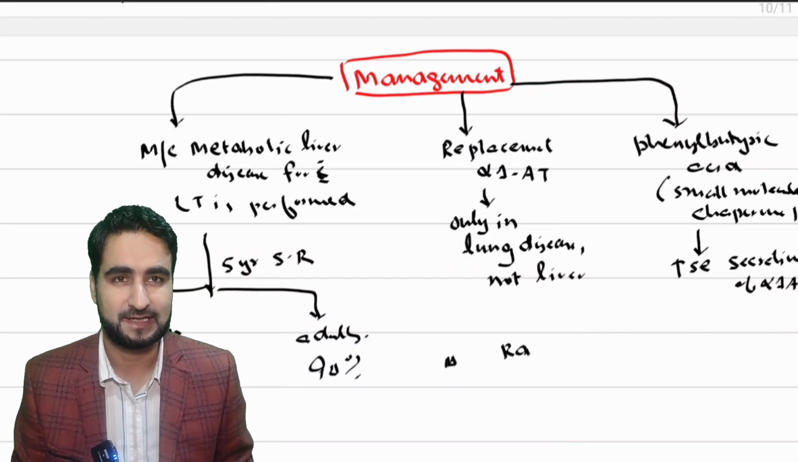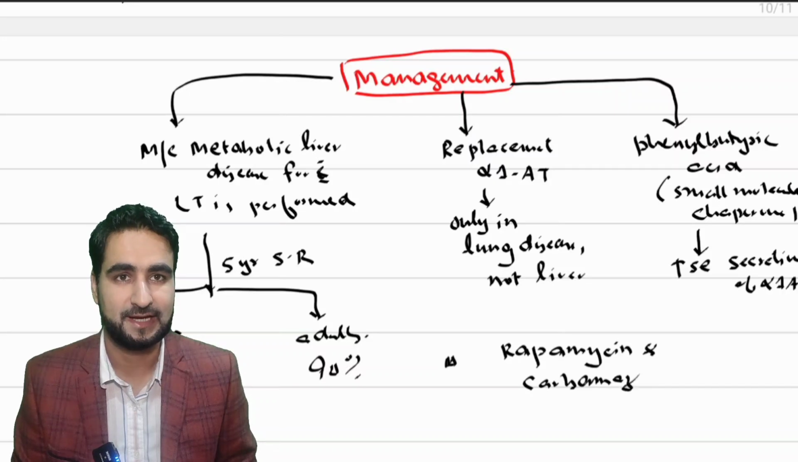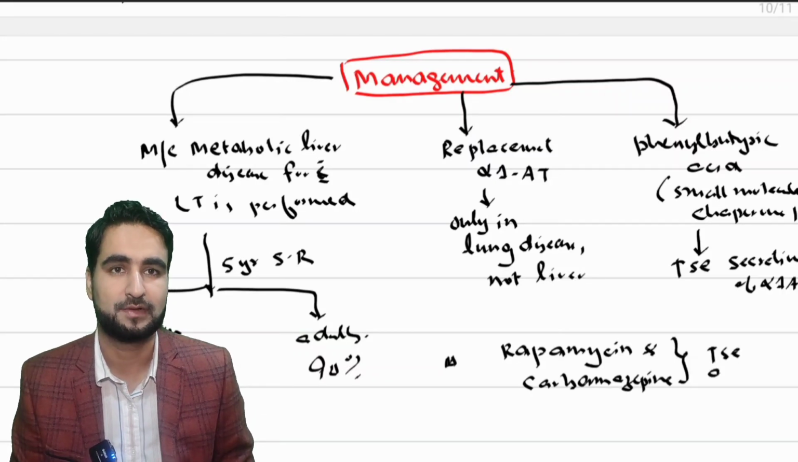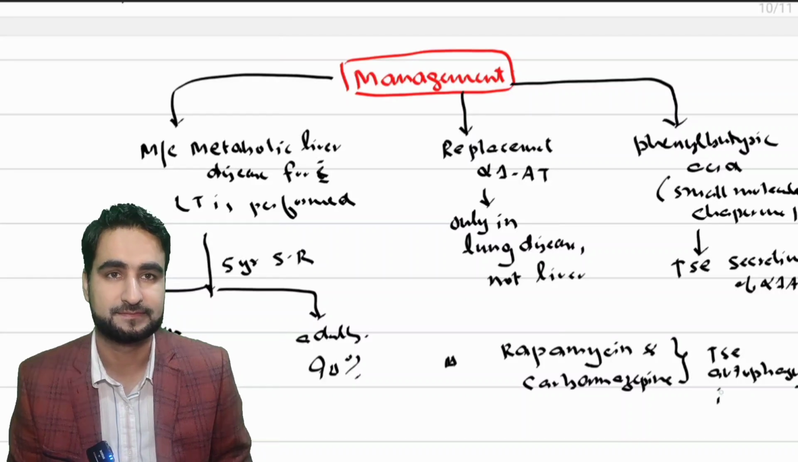And some drugs like rapamycin and carbamazepine are autophagy enhancers. They increase the autophagy of these abnormal mutant molecules.